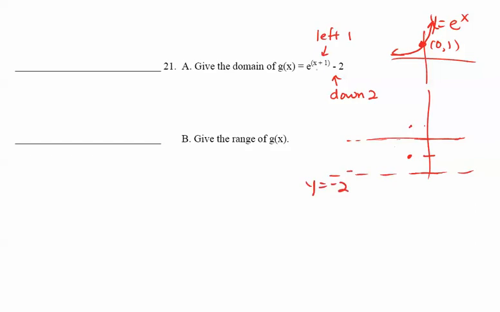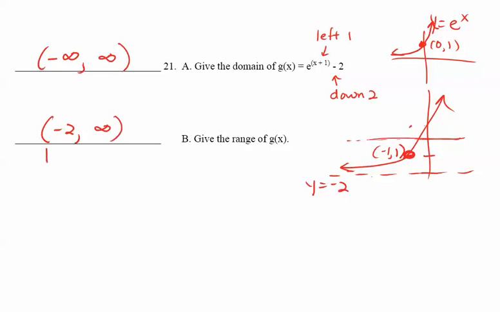So we have no flips here. We're just going 1 to the left and 2 down. So our graph now has its key point at (-1, -1), I believe. So our domain is all real numbers. The x's can be anything we want, but our range goes from -2 to infinity. And make sure with a horizontal asymptote that you have an open bracket there. It's everything above -2.